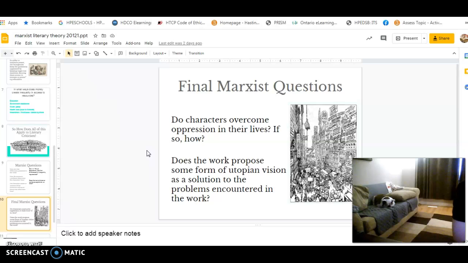And last but not least, does the work propose some form of utopian vision as a solution? This is looking at the idea of how you would change things. Often sociological theories simply identify problems. They don't offer a solution. Marxism does the contrary: it identifies the sources of inequality, but it also lays out a plan in which you could eradicate that inequality.